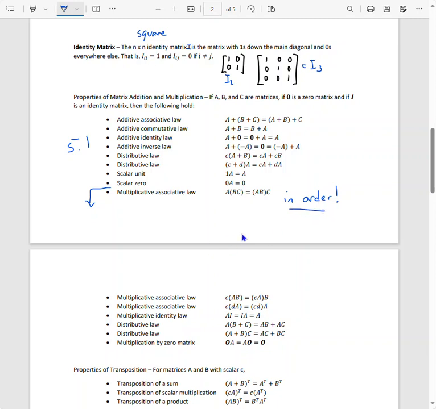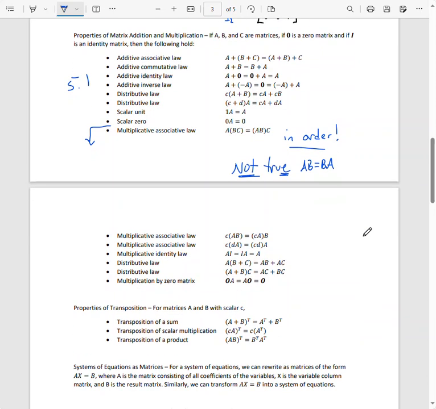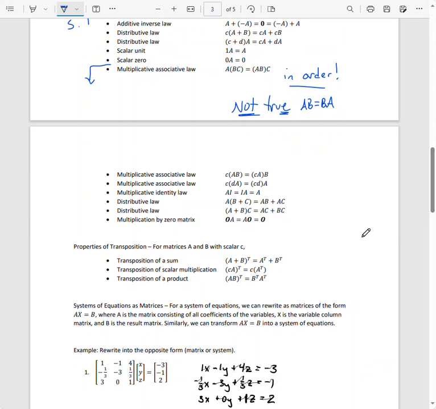All right, it is not true that AB is equal to BA. That is not true. So we can't switch up the order of multiplication when it comes to matrices, and we'll see some examples of that eventually. But for right now, just keep in mind, we cannot switch the order of multiplication in matrices.